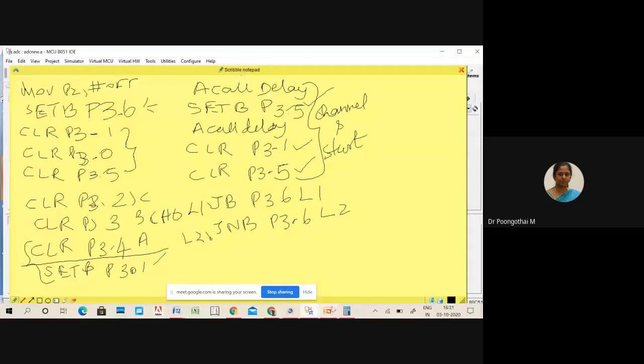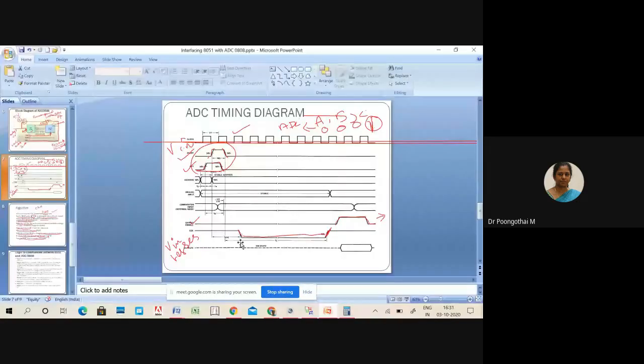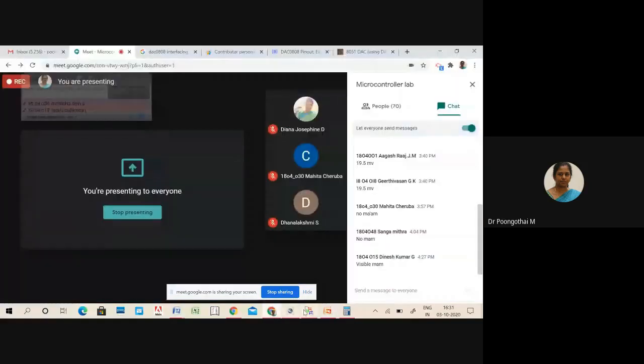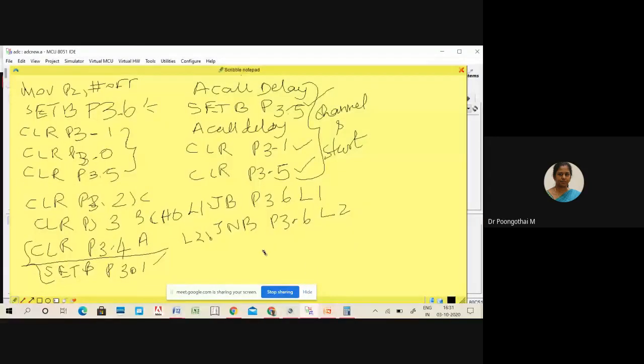Just refer to this waveform. Initially, your end of conversion is high, so we have to monitor when end of conversion goes low. We are using the jump bit instruction. For some period of time, it will be low. After that, it will be high. In that case, we have to use the jump no bit instruction to monitor the end of conversion signal value. Any doubts here?